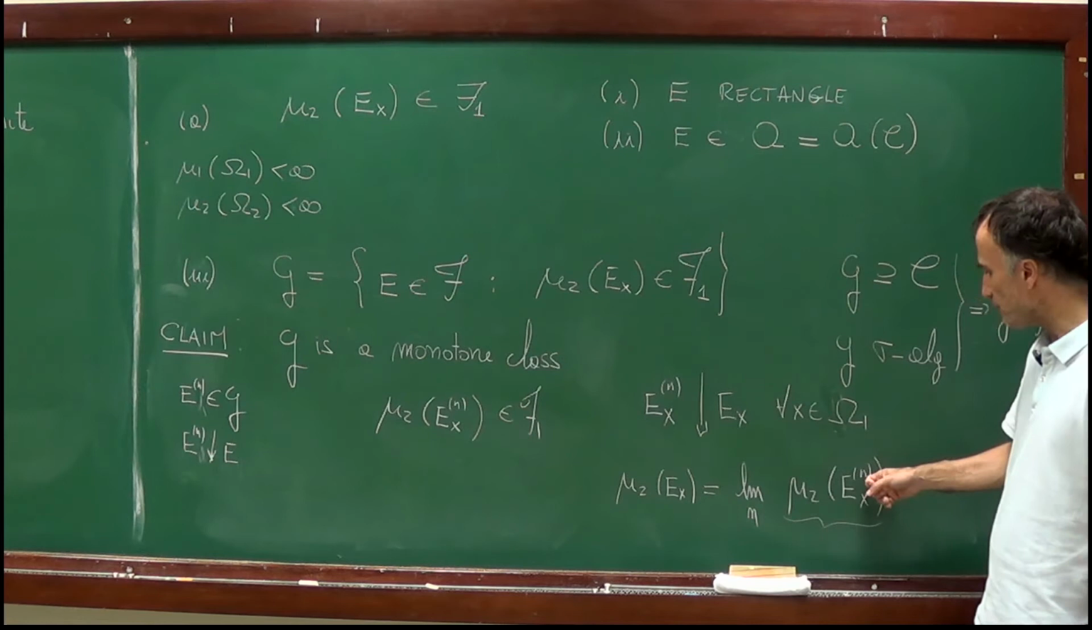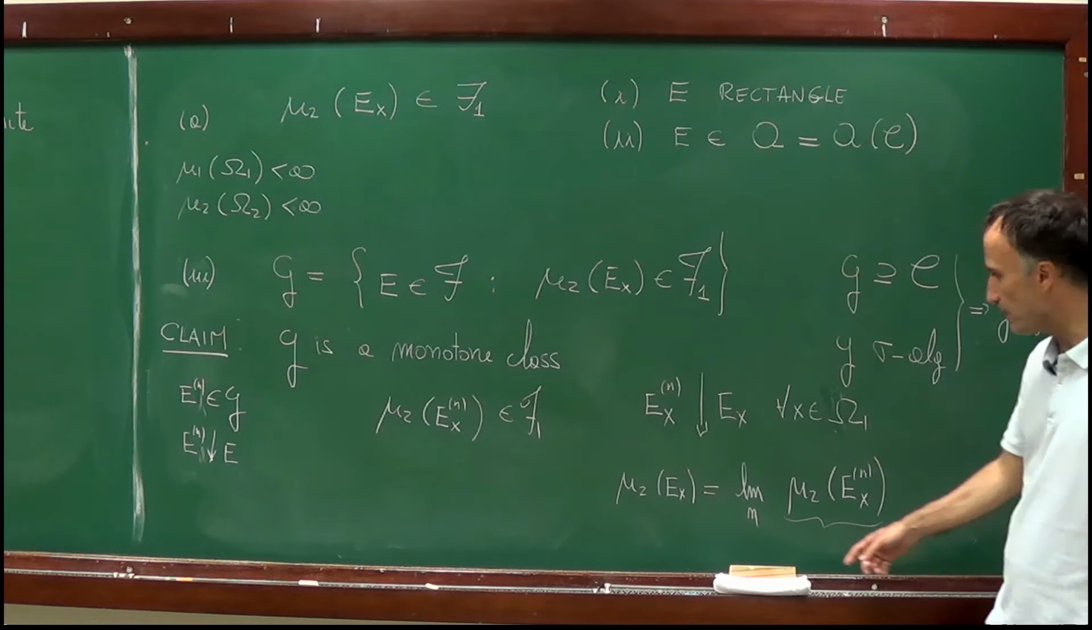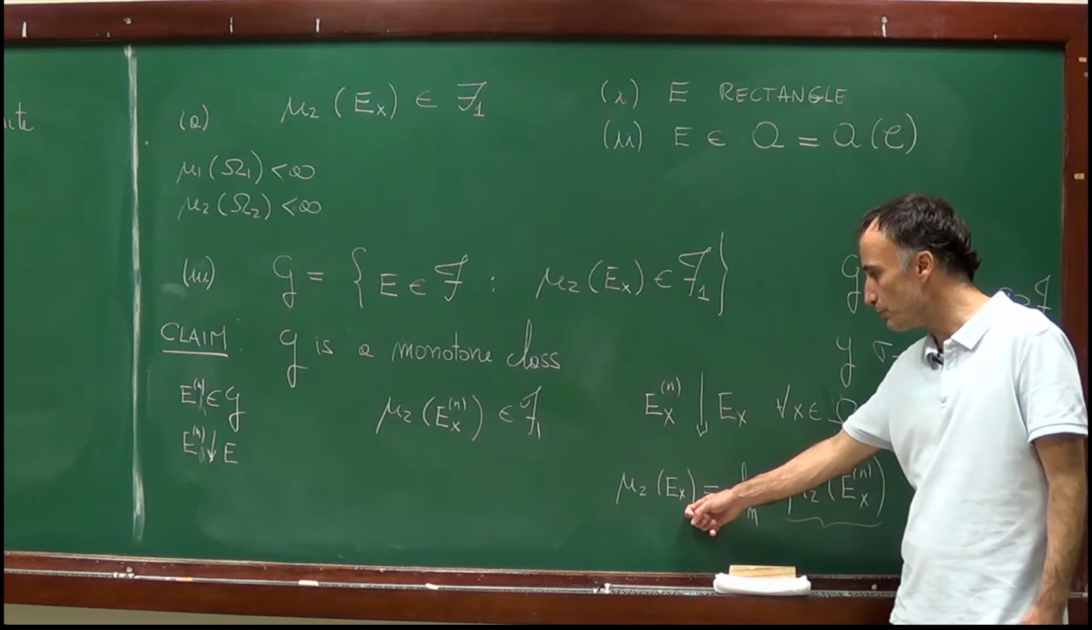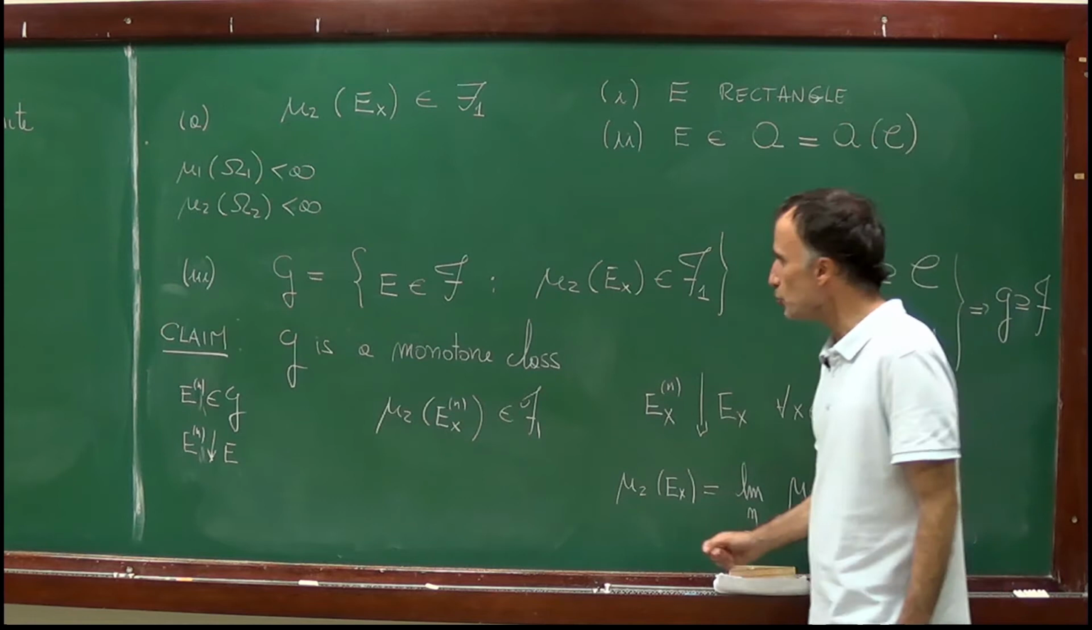But this sequence is finite for all n because I'm assuming that mu2 of omega 2 is finite and these sets are all contained in omega 2. So I can use the continuity from above at Ex to show that this sequence is converging to the mu2 measure of Ex. So since these functions are F1 measurable, the limit is F1 measurable. So mu2 of Ex is F1 measurable.